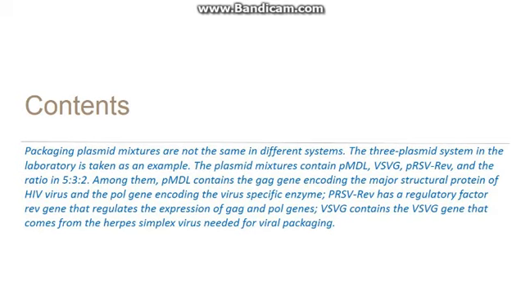Contents. Packaging plasmid mixtures are not the same in different systems. The 3-plasmid system in the laboratory is taken as an example. The plasmid mixture contains PMDL, VSVG and PRSVREV, in a ratio of 5:3:2. Among them, PMDL contains the GAG gene encoding the major structural protein of the HIV virus and the POL gene encoding the virus-specific enzyme. PRSVREV has a regulatory factor REV gene that regulates the expression of the GAG and POL genes. VSVG contains the VSVG gene needed for viral packaging, which comes from the herpes simplex virus.